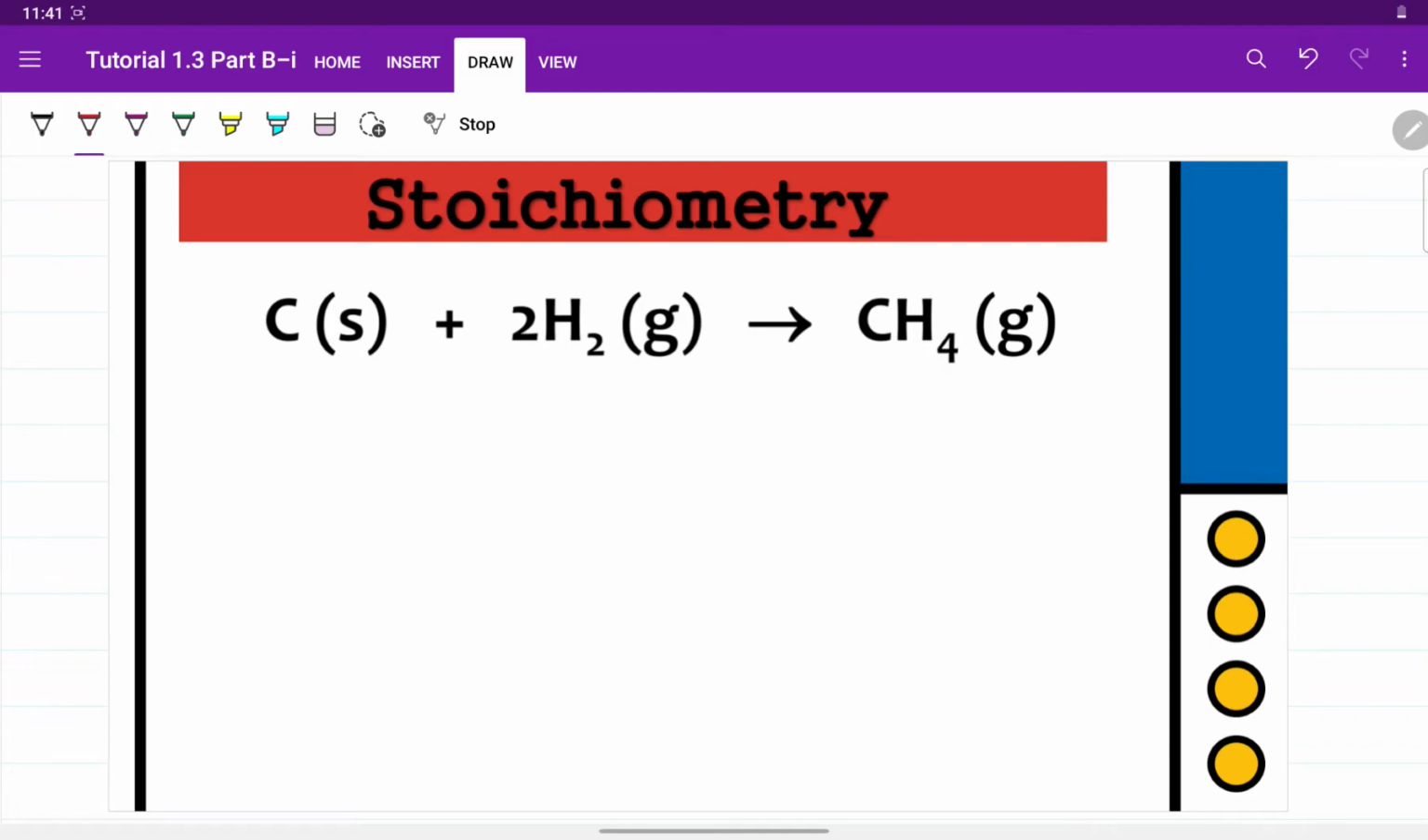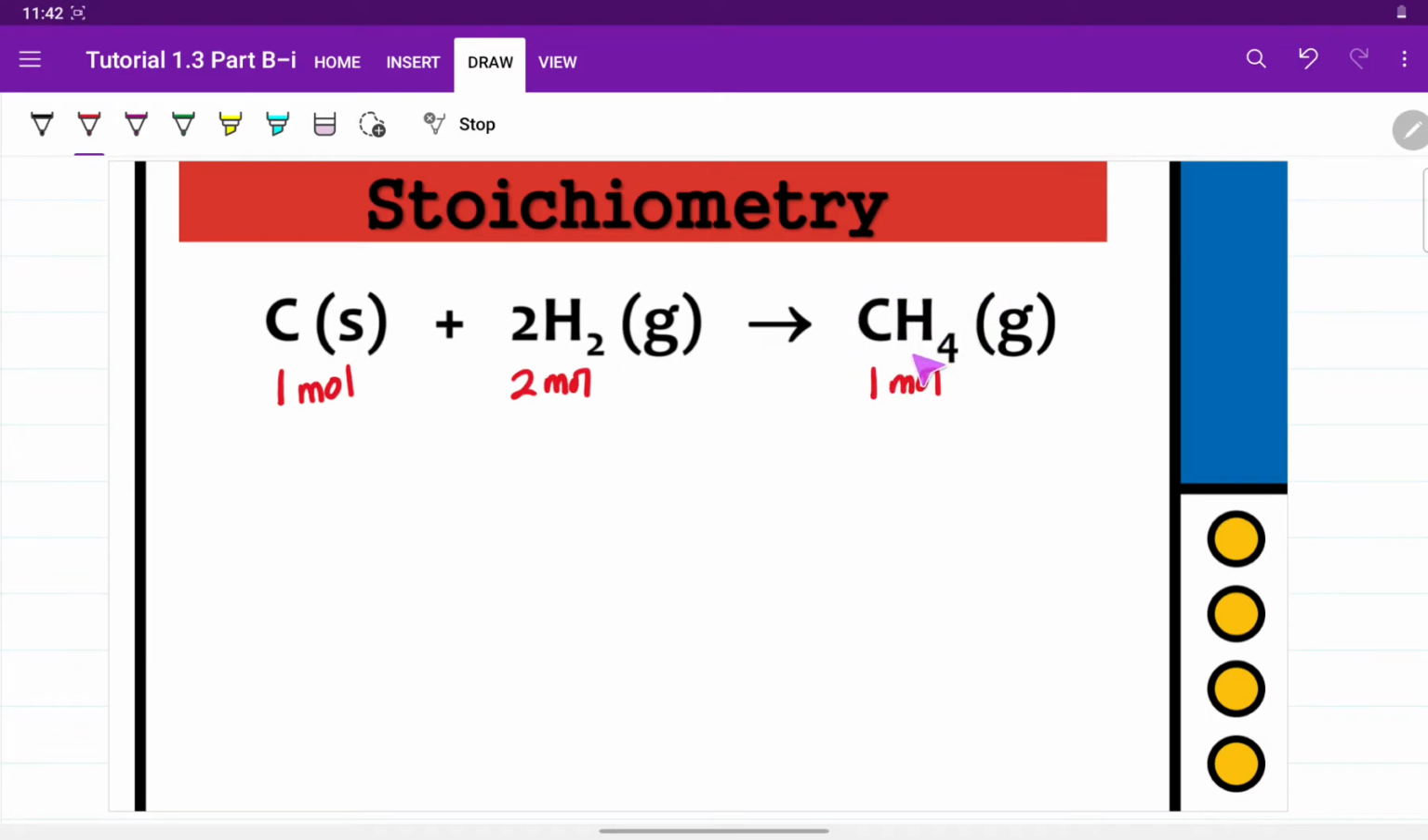Now, kenapa penting kita kena ada balanced chemical equation over here? This is because from this chemical equation, kita akan dapat relationship. Stoichiometry dekat sini adalah kita manipulate relationship between the reactants and also the product. Kalau saya baca chemical equation ni, 1 mole of carbon reacts with 2 moles of hydrogen to produce 1 mole of methane, CH4.